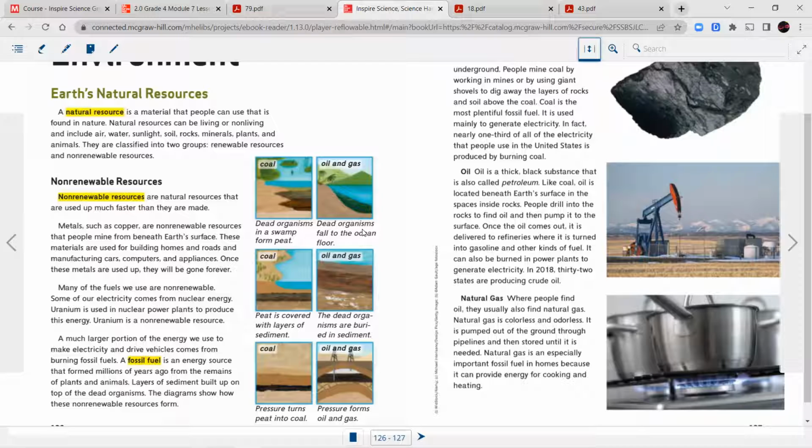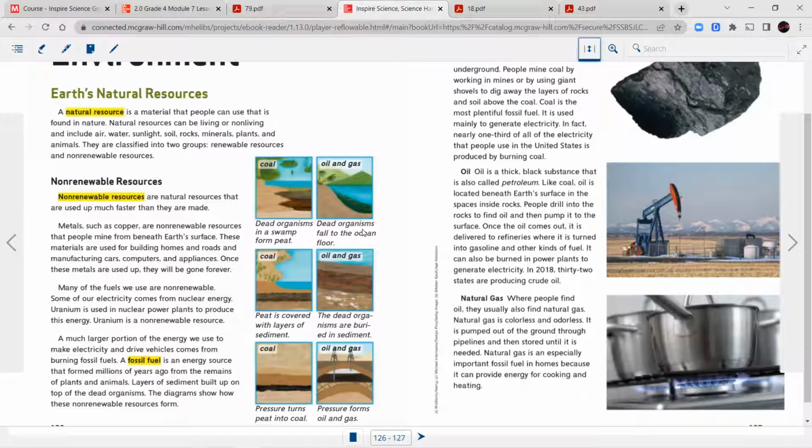Many of the fuels we use are non-renewable. Some of our electricity comes from nuclear energy. Uranium is used in nuclear power plants to produce this energy. Uranium is a non-renewable resource. A much larger portion of the energy we use to make electricity and drive vehicles comes from burning fossil fuels. A fossil fuel is an energy source that formed millions of years ago from the remains of plants and animals.